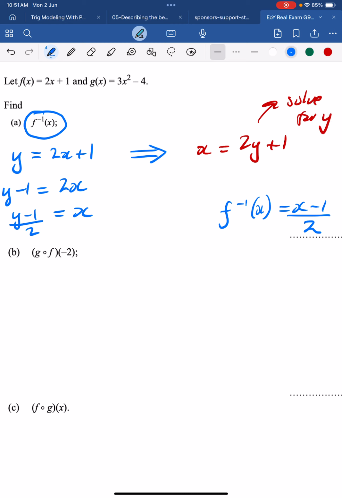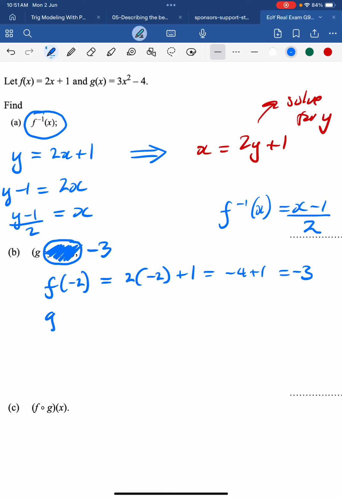This is a composite function, so it's important that we grab this first. So f of -2, we feed the -2 into the f function. The f function says 2 times the input plus 1. So that would be -4 plus 1, which is equal to -3. And now we can replace this with -3. So we're going to do g of -3. And the g function says 3 times the square of the input, subtract 4. So that's 3 times 9, subtract 4. You can see that's 27 minus 4, which is 23.